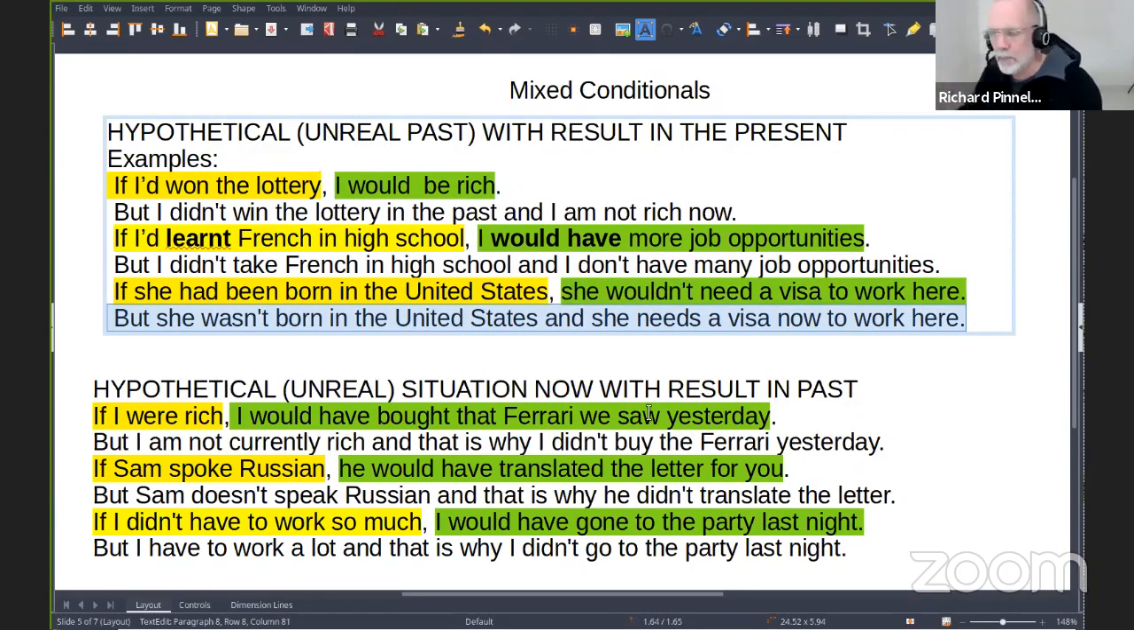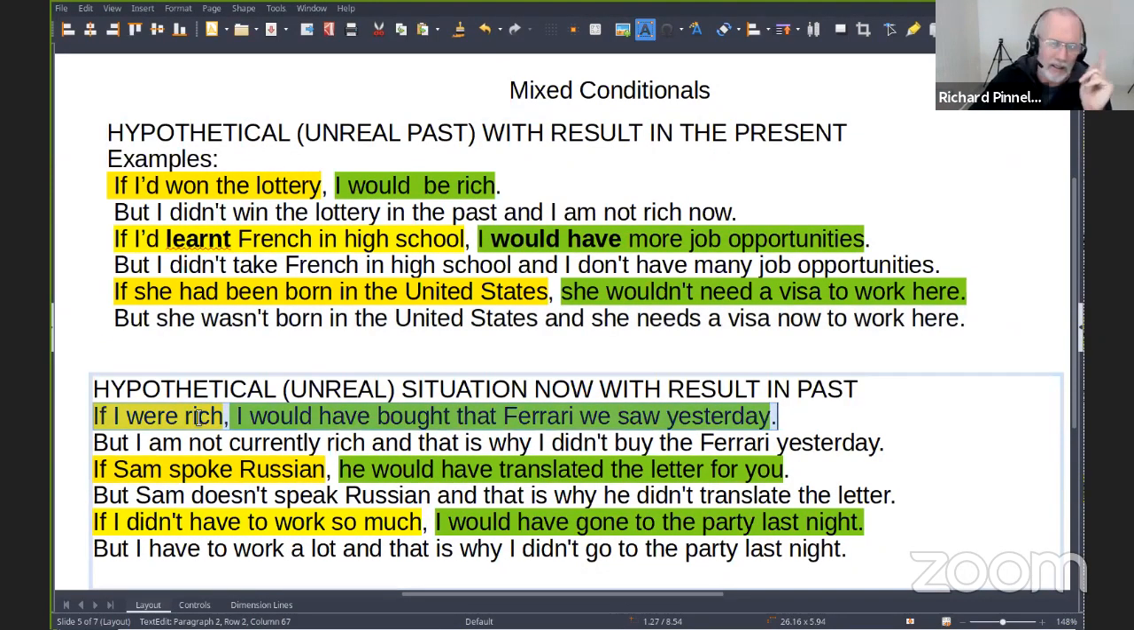So in all of those examples, the imaginary situation is in the past with the result now, but it's also possible to have an imaginary situation now with a result in the past, which sounds a bit strange, but here are some examples. If I were rich now, I would have bought that Ferrari we saw yesterday, in the past, yesterday. I'm not rich, and that is why I didn't buy the Ferrari yesterday.